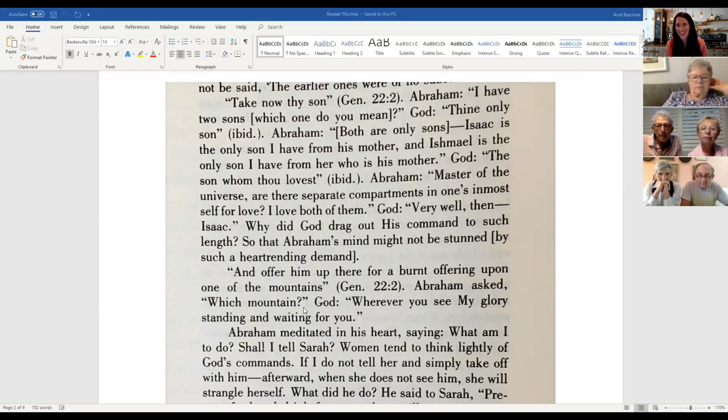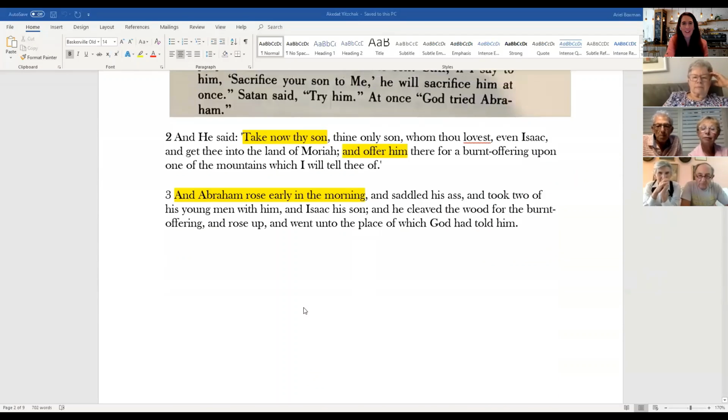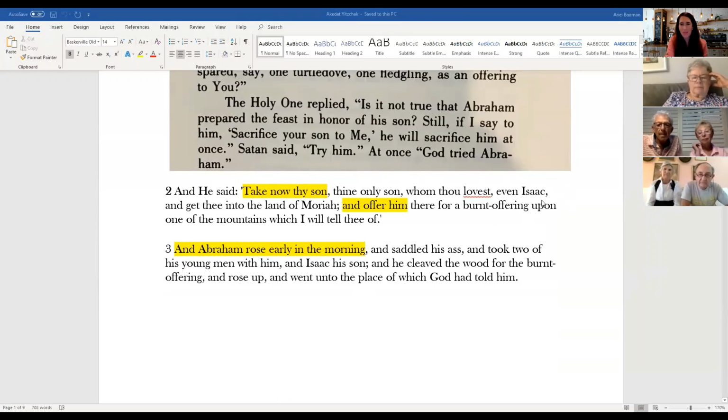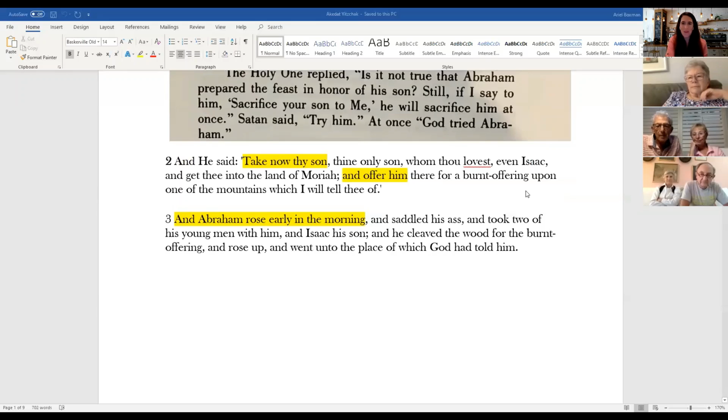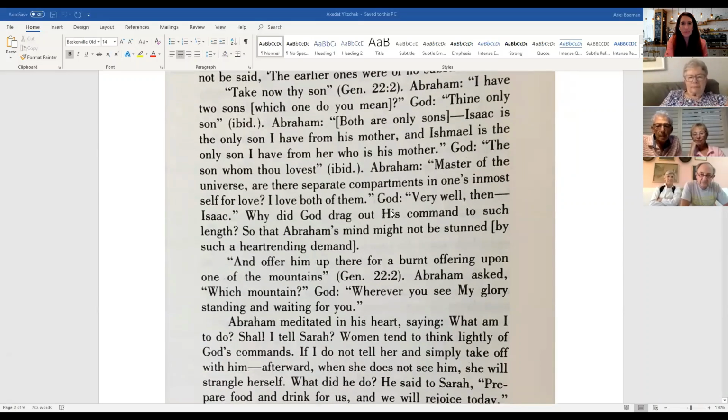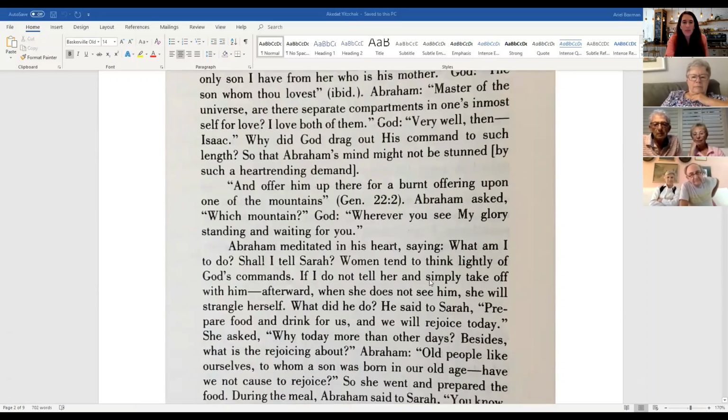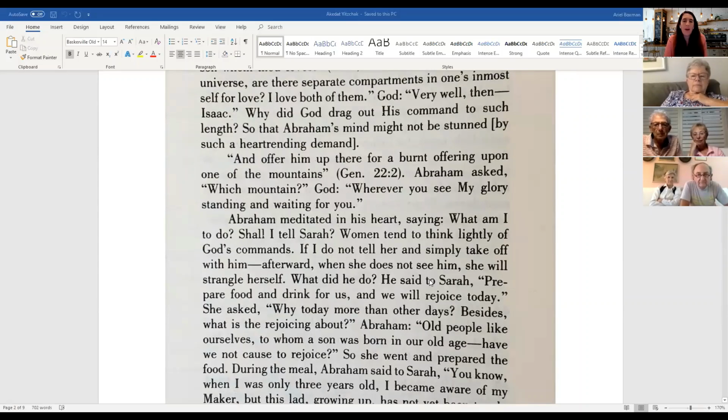Then Isaac, right? So if we look back at that verse, you can see it took God a long time to get to the name Isaac. Take now thy son. Okay, but I have two. Thine only son. No, I have one from each mother. Whom thou lovest. I love them both. Okay, fine. God, if you have to make me say it, then it's Isaac. Why did God drag out his command to such length? So that Abraham's mind might not be stunned by such a heart-rending demand. So maybe this was a way of God drawing it out a little bit to make it easier to hear.